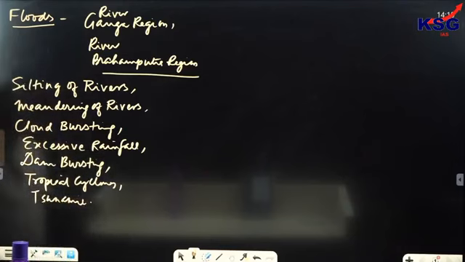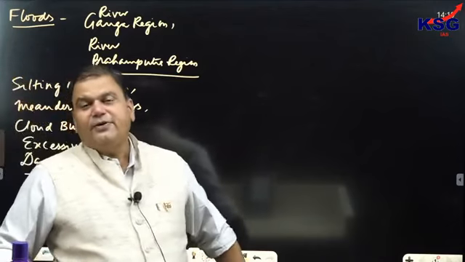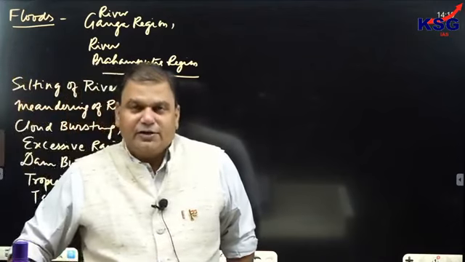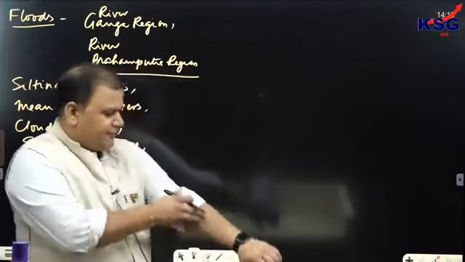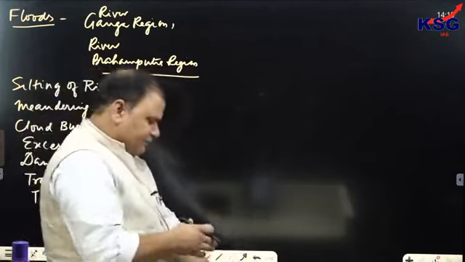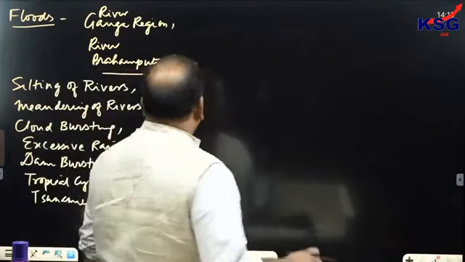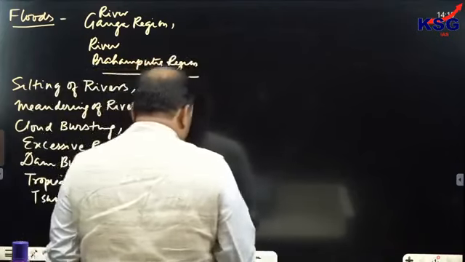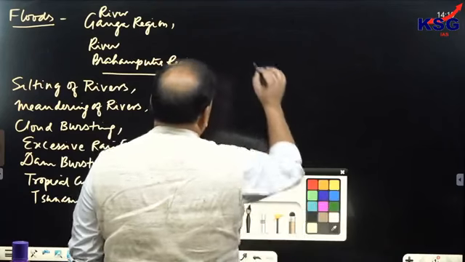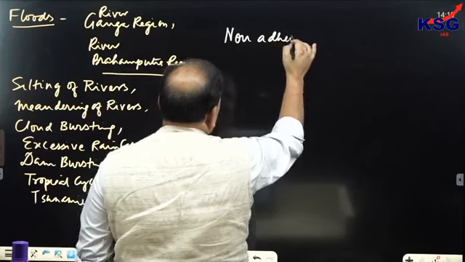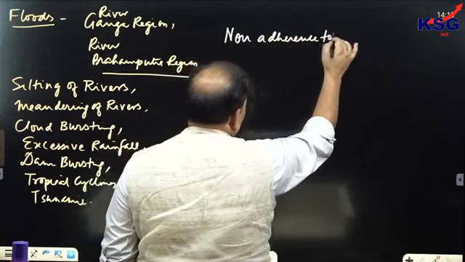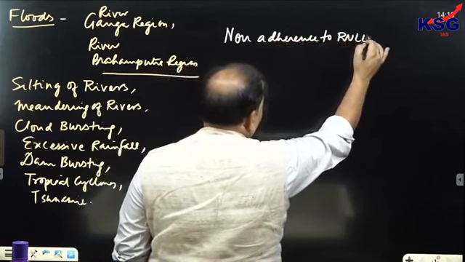But we can see that recent floods in India have taken place due to non-adherence to the rule curve. Write down: the floods have recently occurred in India also due to non-adherence to the rule curve.